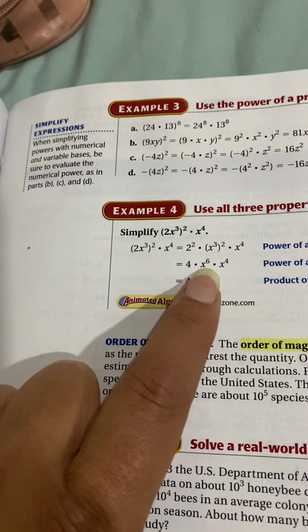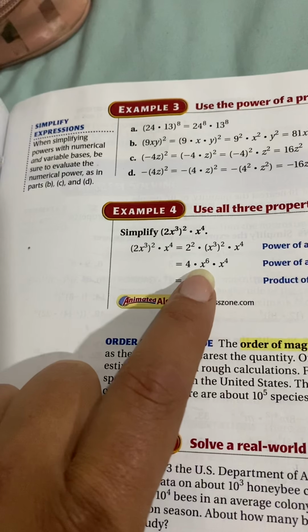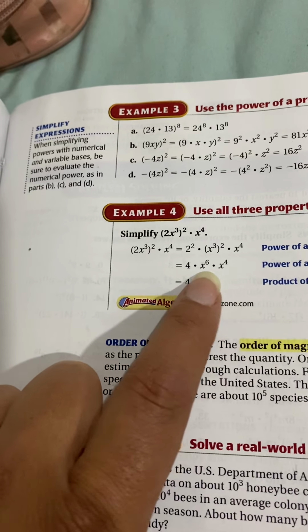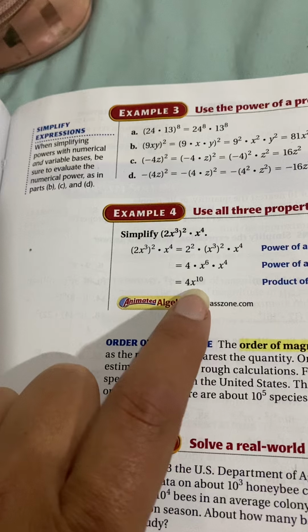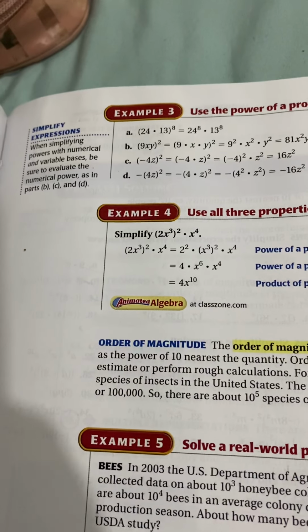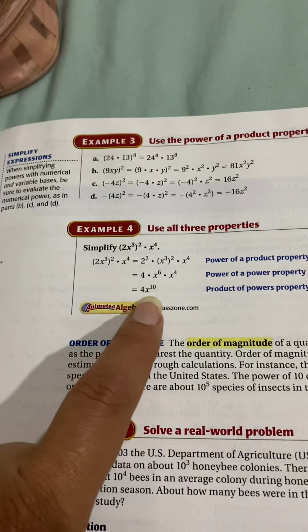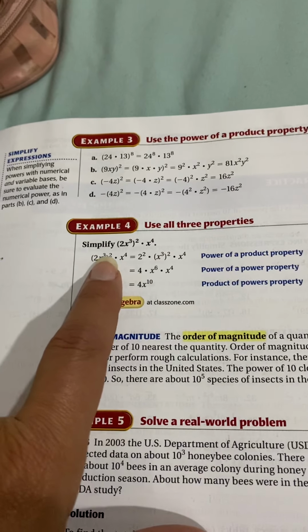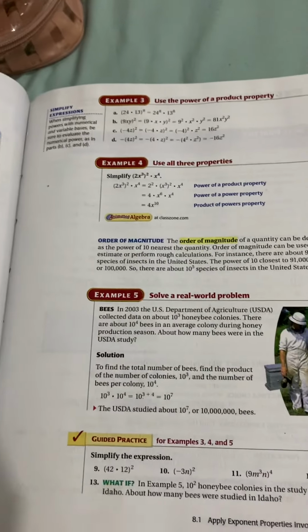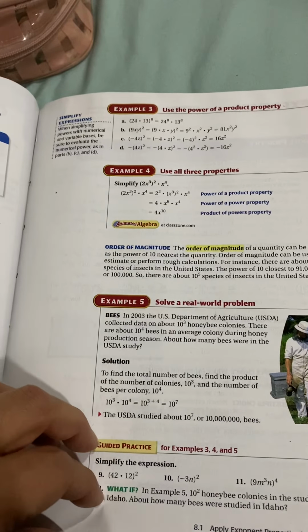Now if I have x to the 6th power times x to the 4th power, I can add that 6 and 4 together. So it ends up being 4x to the 10th power. And that's much simpler, and you can actually work with that number as opposed to this up here.